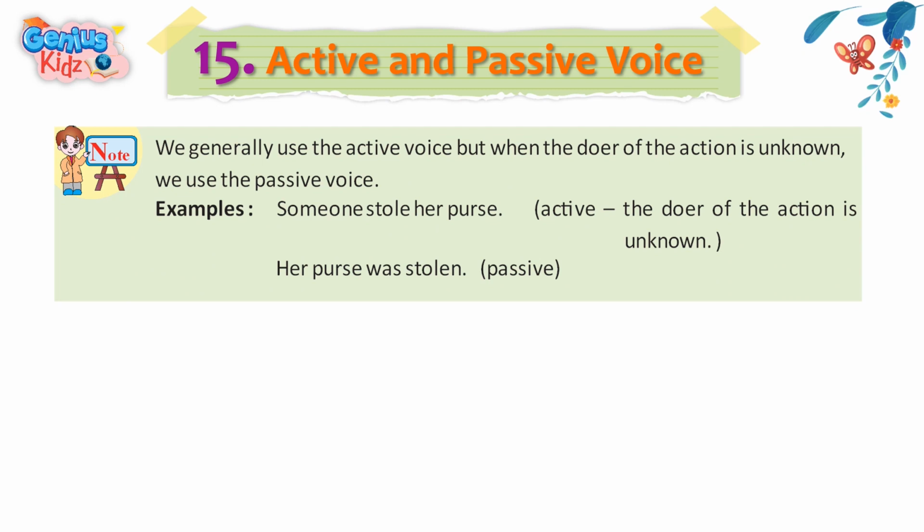Note: we generally use the active voice, but when the doer of the action is unknown, we use the passive voice. Example: Someone stole her purse, active, the doer of the action is unknown. Her purse was stolen, passive.